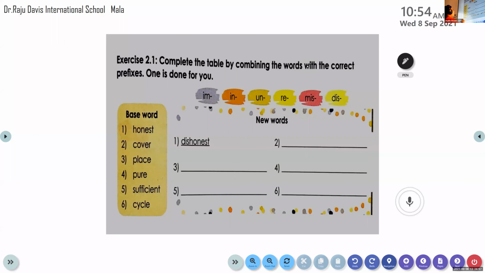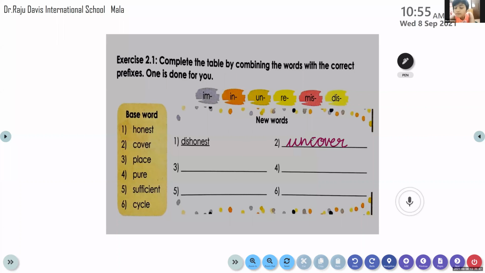The next word is cover. Uncover. Very good. Please write with me: uncover. There can be more words created. What is the meaning of uncover? Not to cover. To reveal something. Uncover means to reveal something.